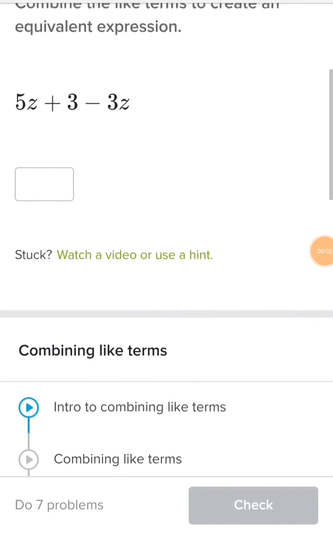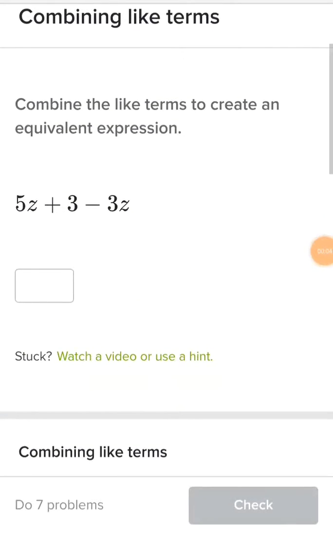This is Mr. Jared, and in this video, I wanted to give you a demonstration of how to combine like terms. I wanted to make sure that you saw exactly how the work should look in your notebooks and to give you an opportunity to practice. So here we have the problem 5z plus 3 minus 3z.